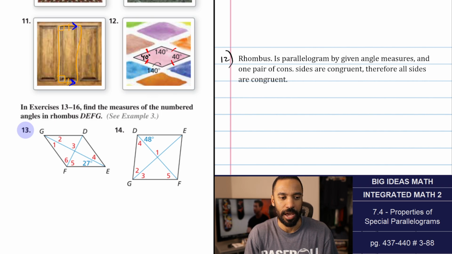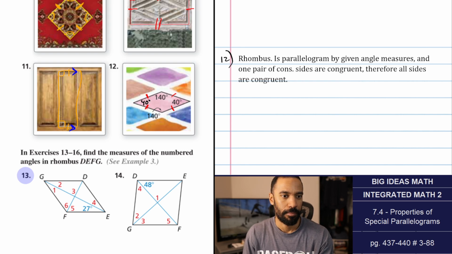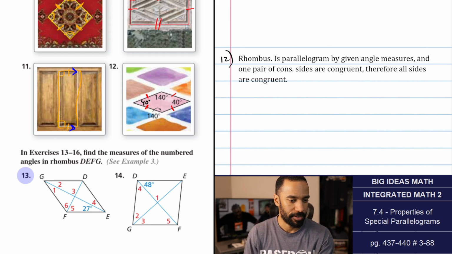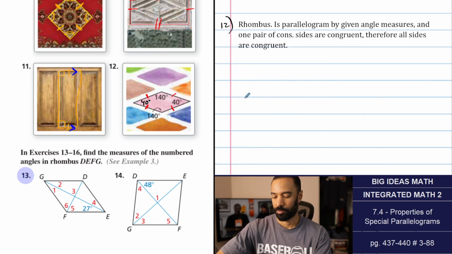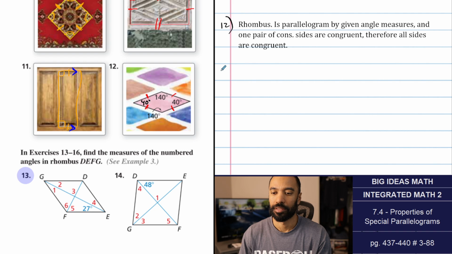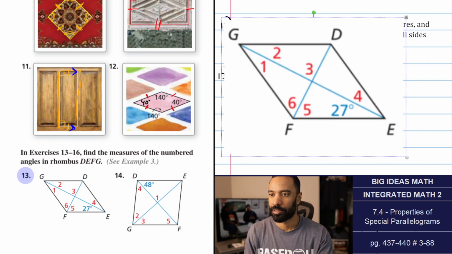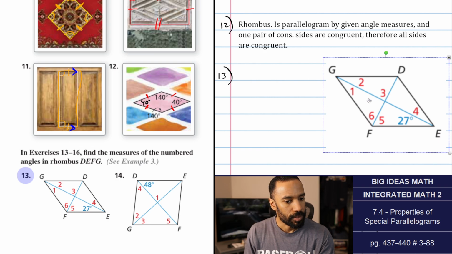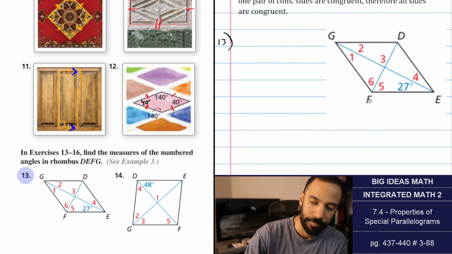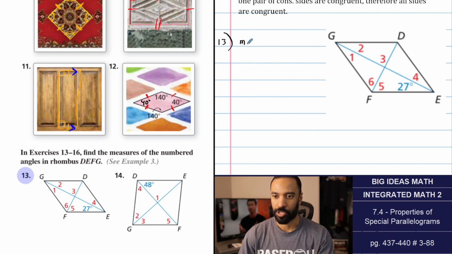Find the measures of the numbered angles in rhombus D, E, F, G. Might be best that I copy and paste this diagram over. Okay. So number 13. Find the measures of the numbered angles. Okay, they don't say explain your reasoning, so I'm not going to write something out if I don't have to. So, measure of angle 1.